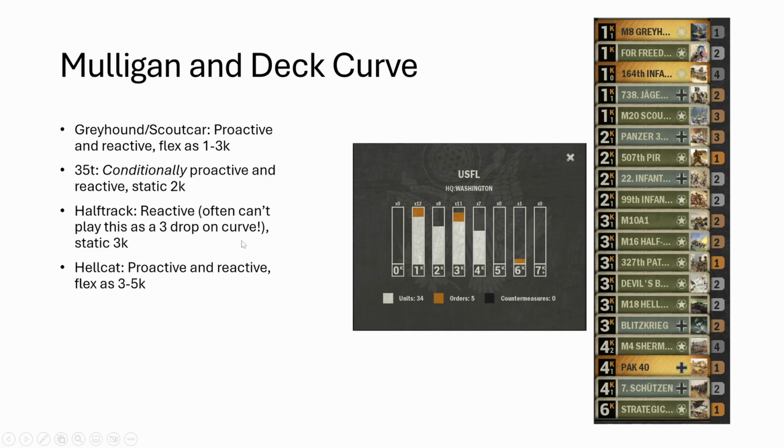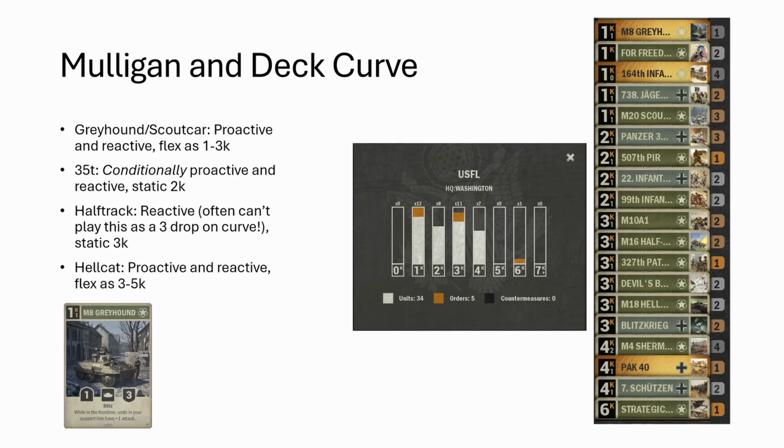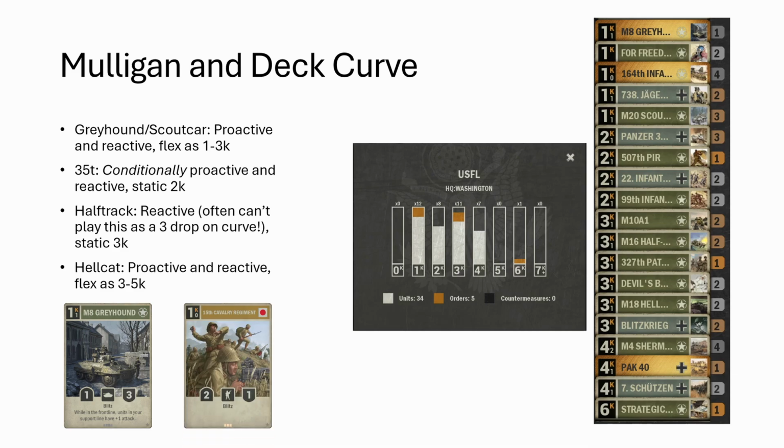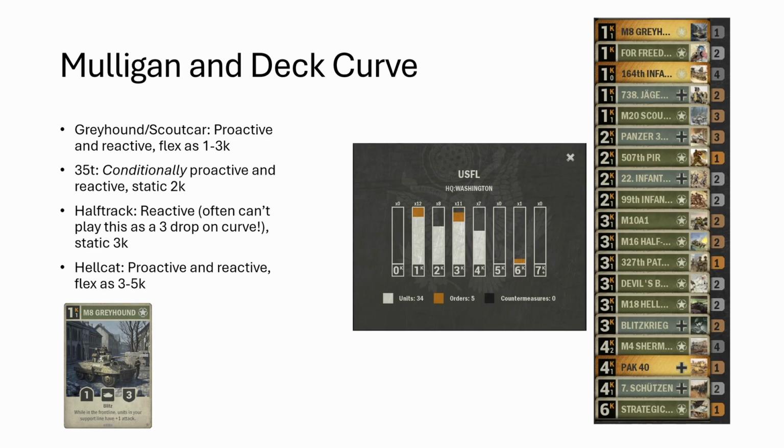For this deck, let's look at a one-drop example. For Greyhound or Scout card, they're slightly different, although they mostly fill the same slot and have the same properties. They can be considered as both proactive and reactive. You could play Greyhound just on turn 1 to develop a unit, but you could also play it as a reaction, for example to trade out an aggro 1-drop on turn 2. And it can theoretically flex as a 1 to 3k cost card.